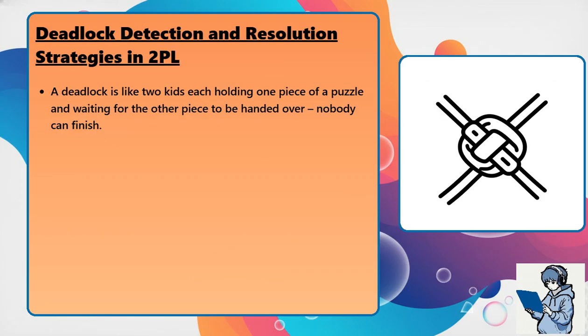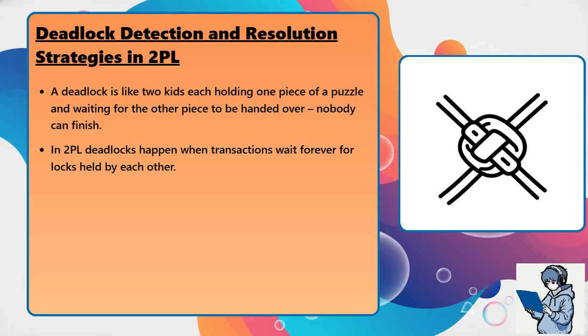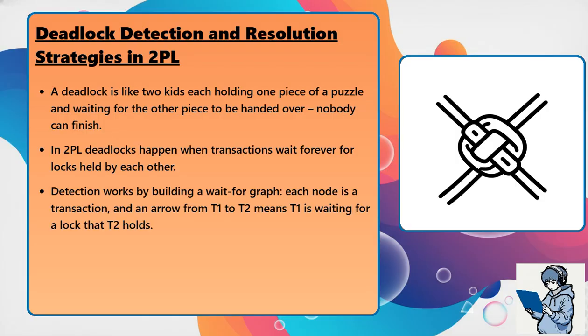A deadlock is like two kids each holding one piece of a puzzle and waiting for the other piece to be handed over. Nobody can finish. In 2PL, deadlocks happen when transactions wait forever for locks held by each other. Detection works by building a wait-for graph. Each node is a transaction, and an arrow from T1 to T2 means T1 is waiting for a lock that T2 holds. If the graph contains a cycle, a deadlock exists.